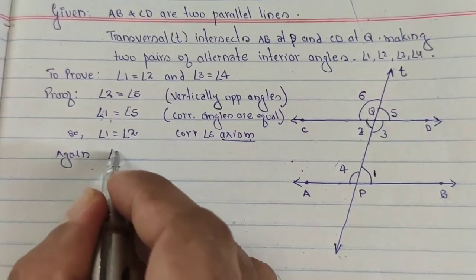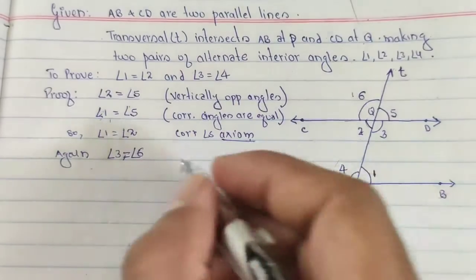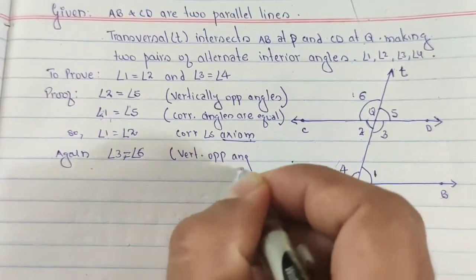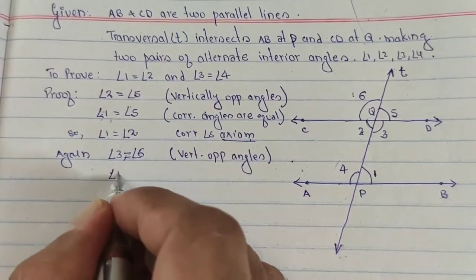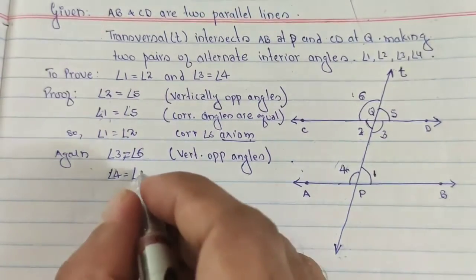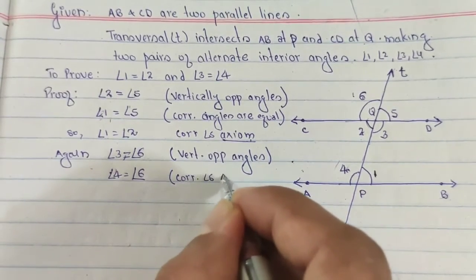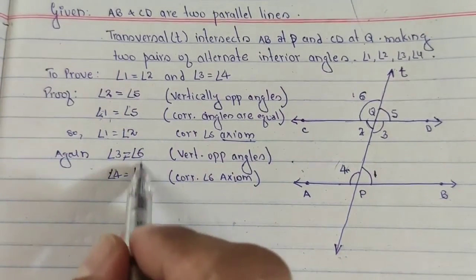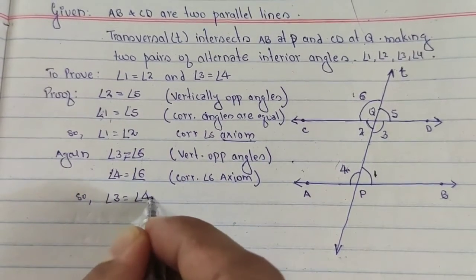Same way, angle 3 is equal to angle 6, same vertically opposite angles. Again, angle 4 is equal to angle 6. Why? Corresponding angles axiom. So from these two you will get angle 3 is equal to angle 4.